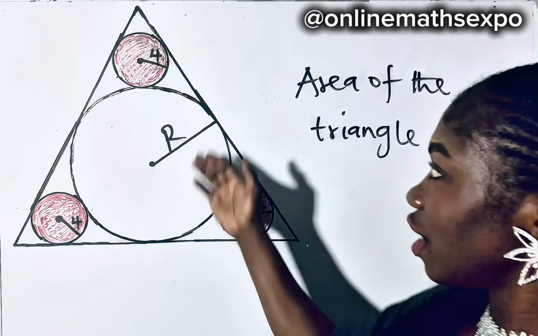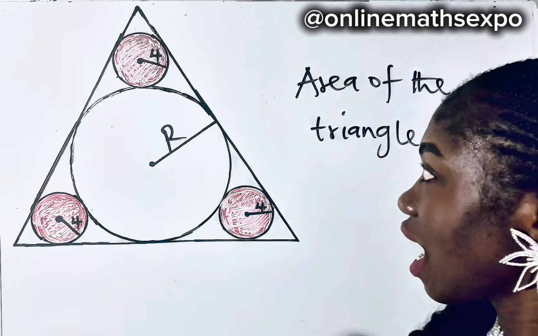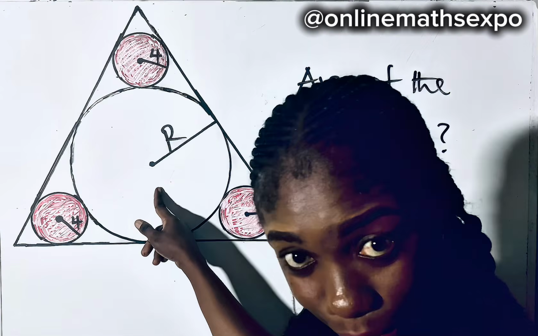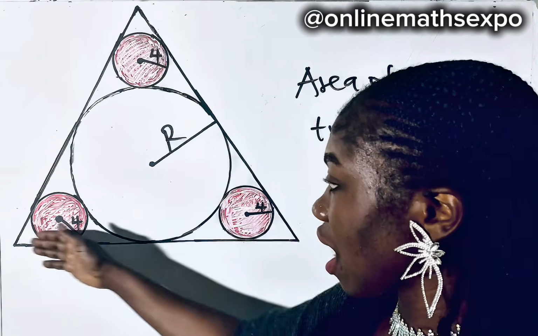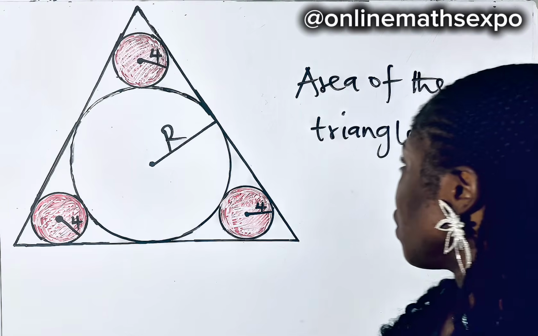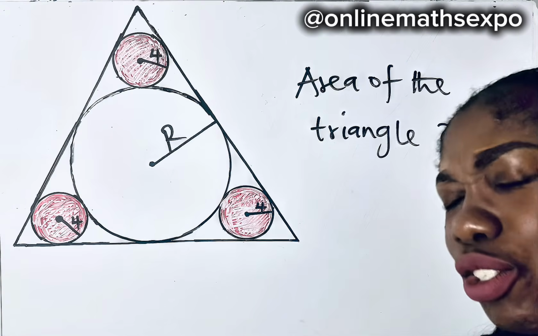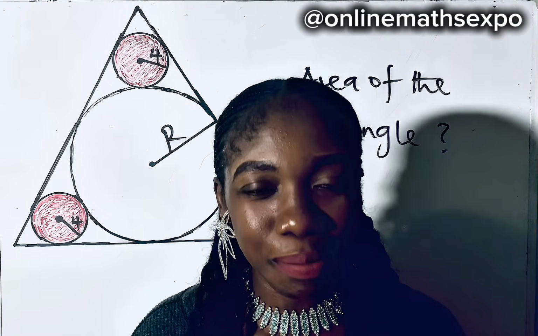We are given an equilateral triangle, and inscribed are three equal circles and one bigger circle, and they are both touching each other and as well touch the sides of the triangle. And the question is asking us, what is the area of this triangle? How do you do that? Don't worry yourself. I will take you through it step by step.